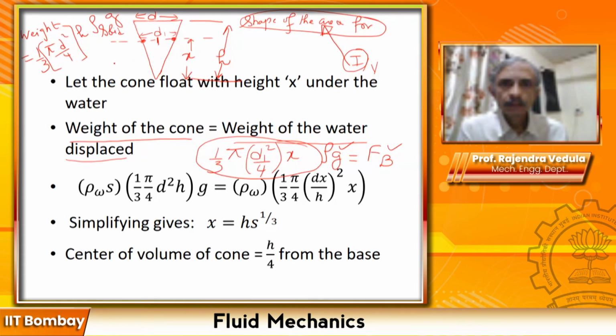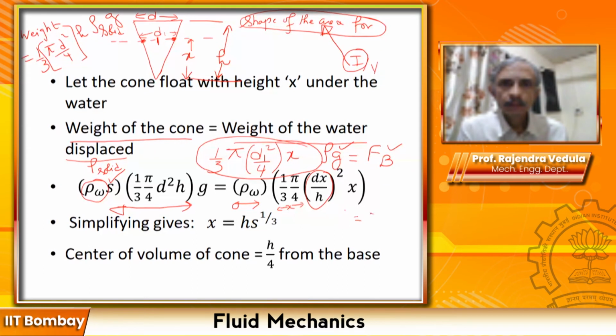So the specific gravity of the solid has been given as S. Density of water is rho W, and therefore this rho solid is going to be equal to rho W times S. Now, this is equal to the buoyancy force, which is rho W times 1/3 area of the base.